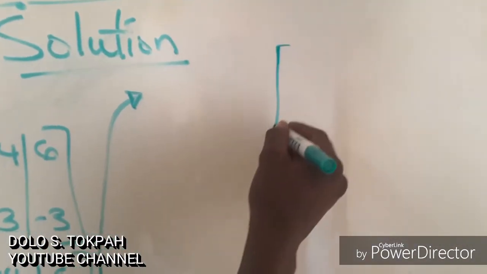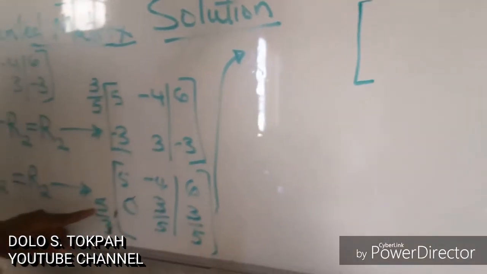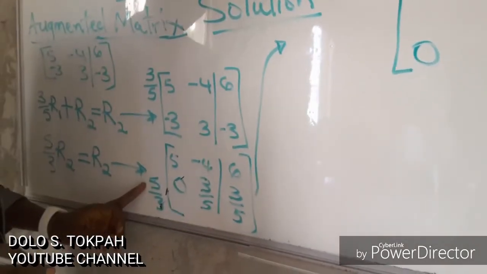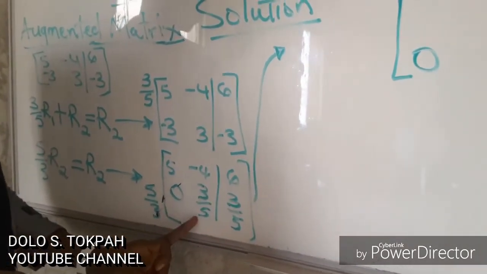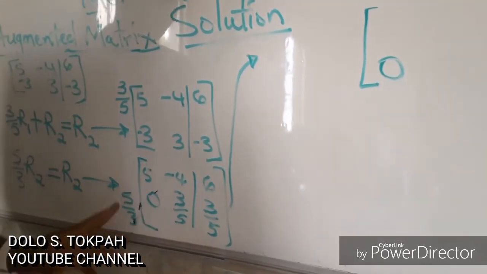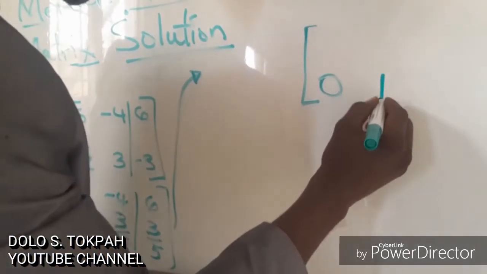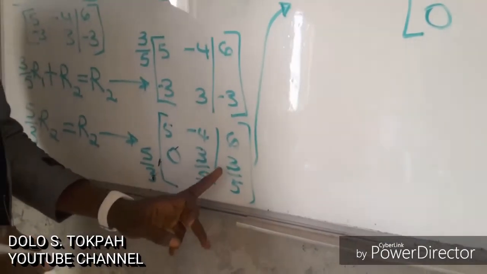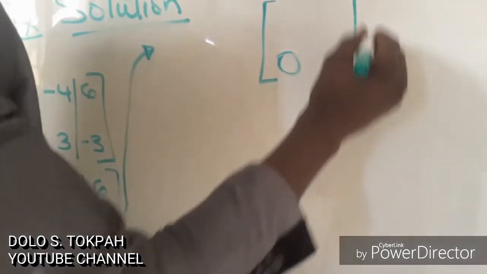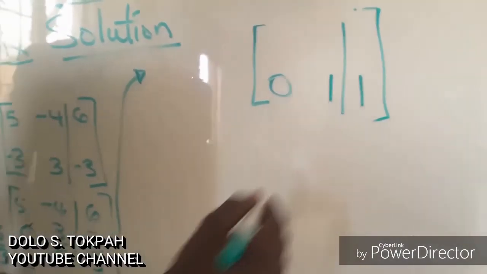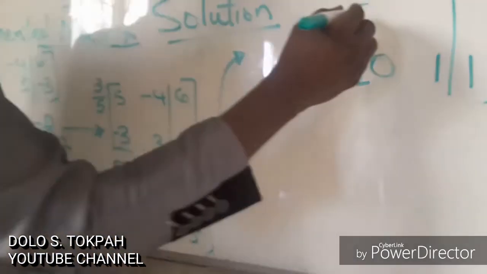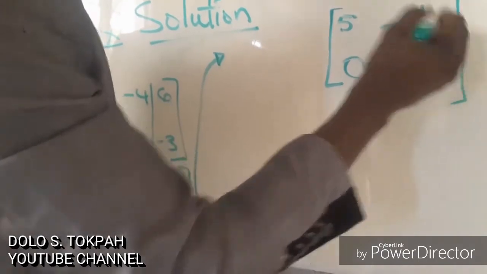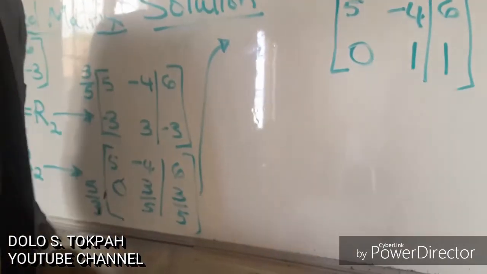Here we have 5 over 3 times 0, which will give us 0. 5 over 3 times 3 over 5 will just give us 1, because this is the reciprocal, so we get positive 1. And 5 over 3 times 3 over 5 also gives us positive 1. So close it. You just bring down the second row. So it's 5, -4, and positive 6.